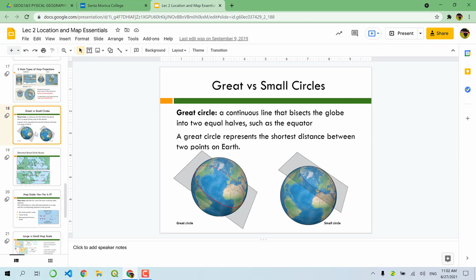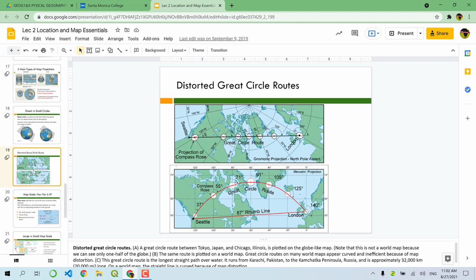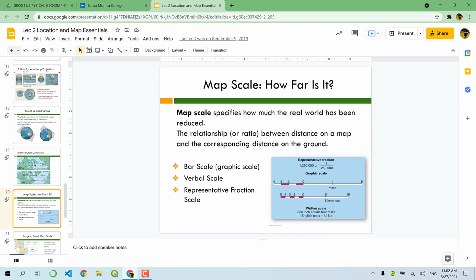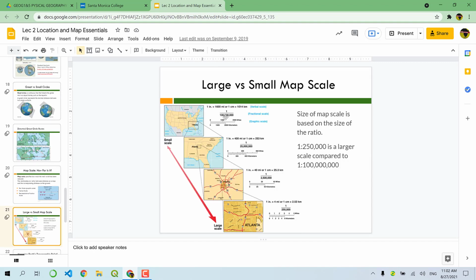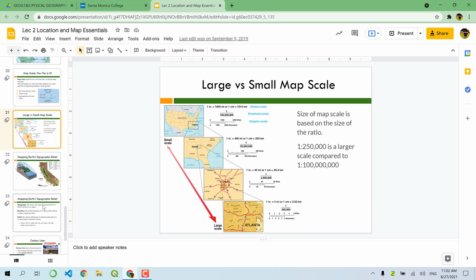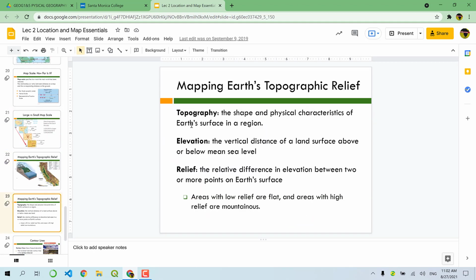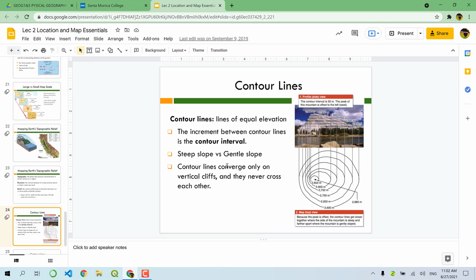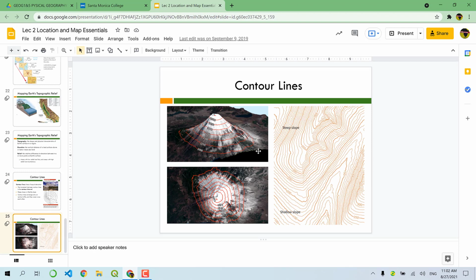You need to know the difference between a great circle and a small circle, and don't be fooled by your maps. Very important: how to calculate map scale, and how to use map scale to calculate distance. You're going to practice with your lab questions. Then, what is topography, what is elevation, what is relief, and how to use contour lines to tell the shape of the Earth's features, the topography.